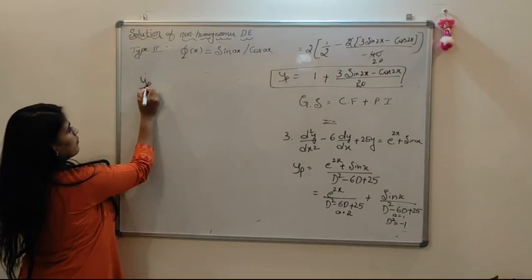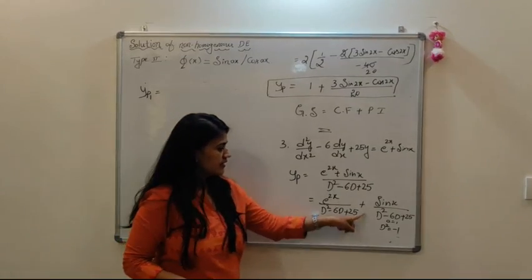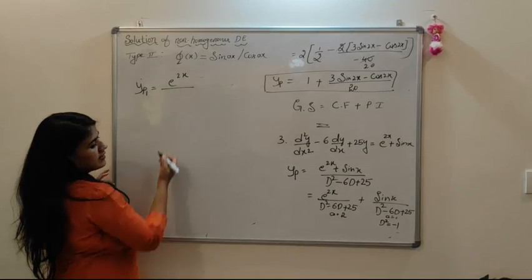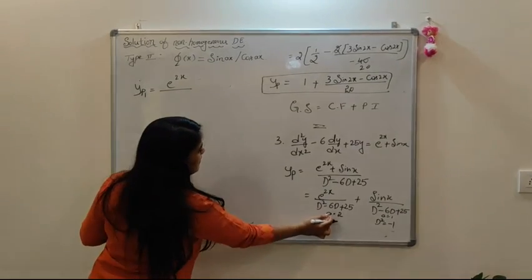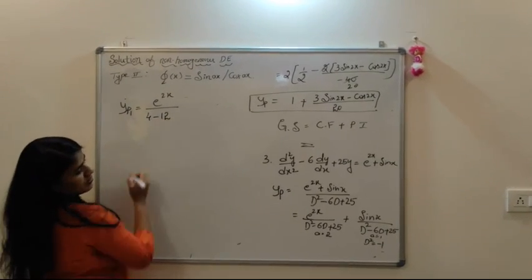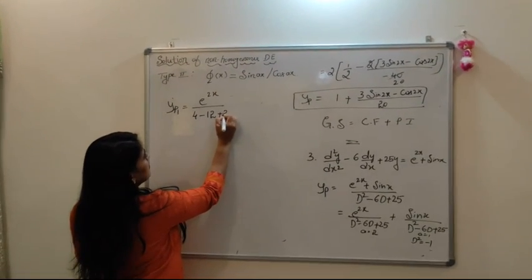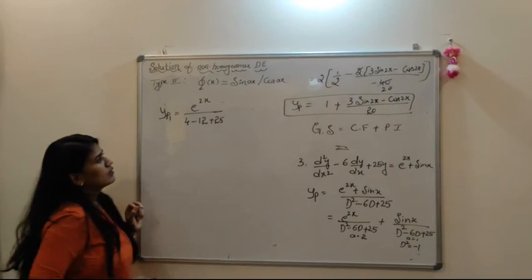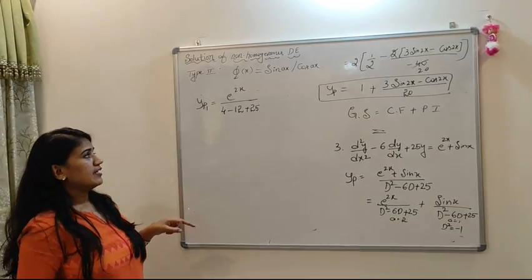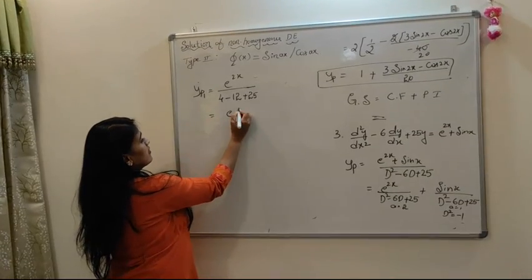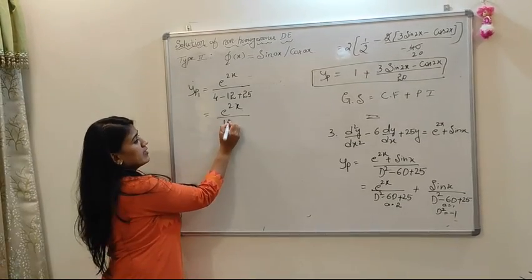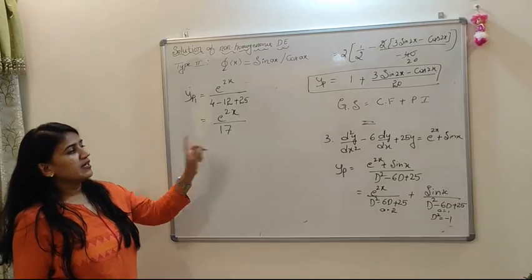So yp1 means I'll consider the first term, e power 2x divided by, so replace d by a, 2 square means 4, minus 6 2s are 12, plus 25. So 4 minus 12 is minus 8. 25 minus 8, so you'll get 17. E power 2x by 17.